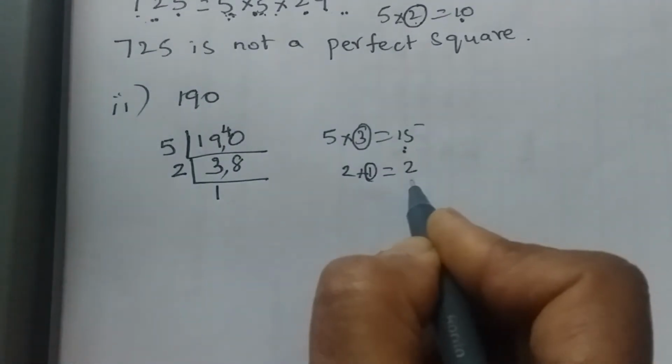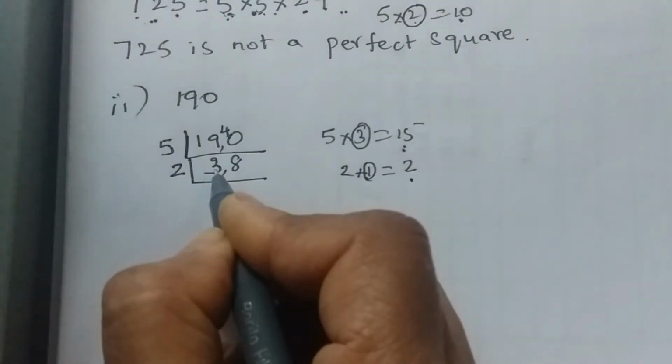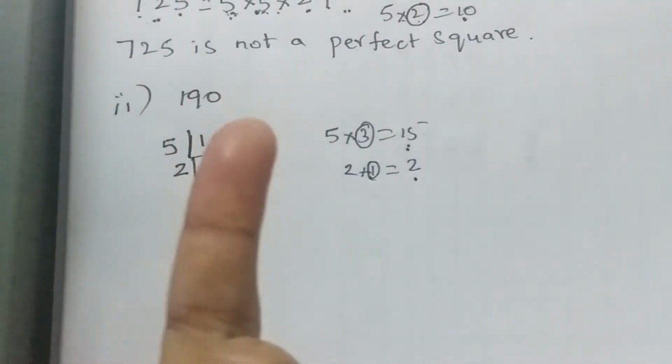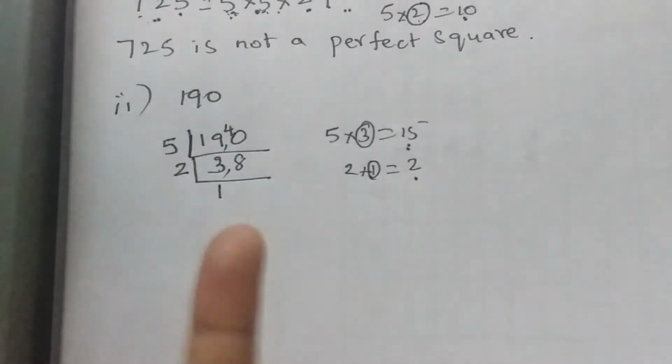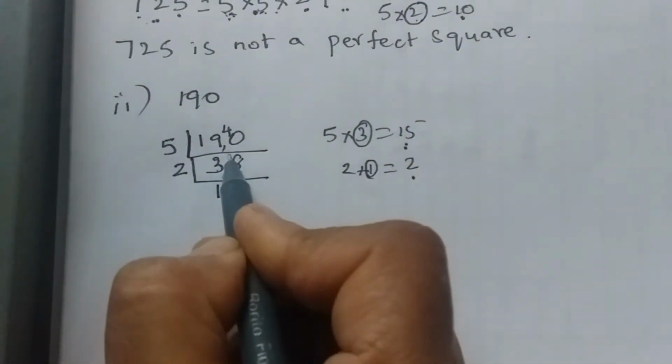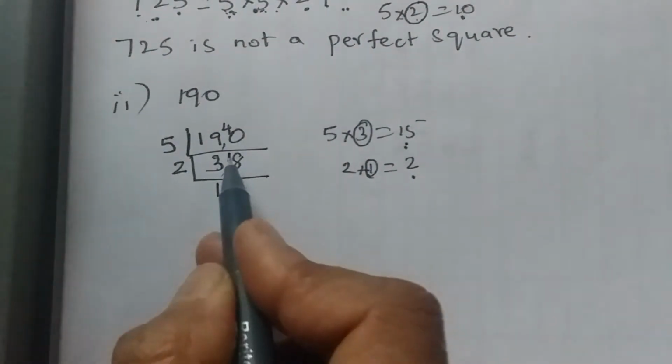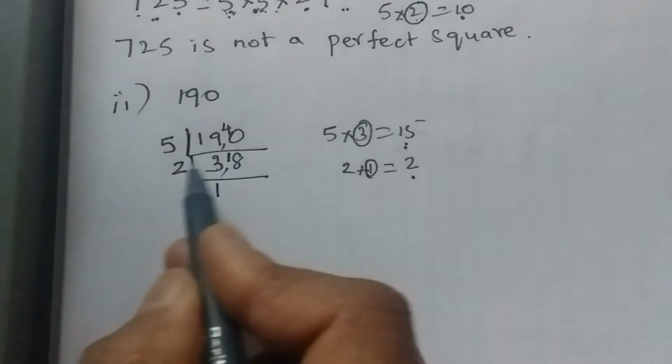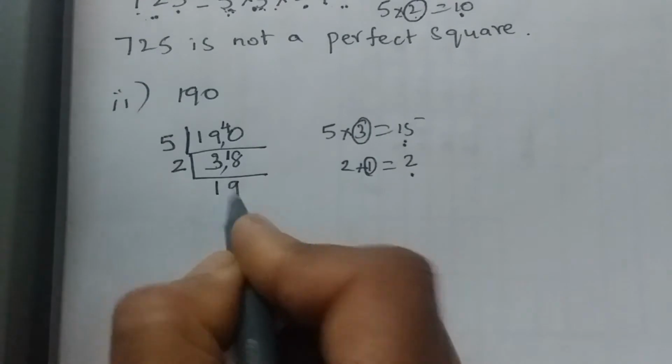2 ones are 2. After this 2, count till this 3: after 2, 3. What is the remainder? 1. What to do with this 1? Carry it with 8. So it becomes 18. So 18, 2 tables, 2 nines are 18.